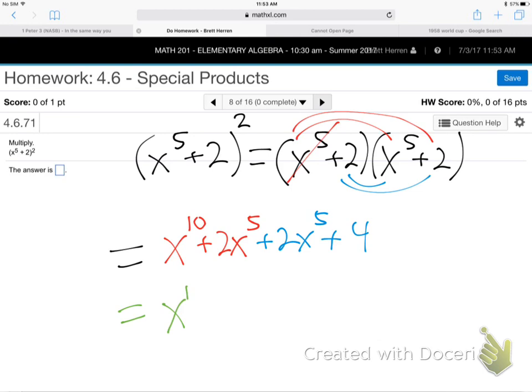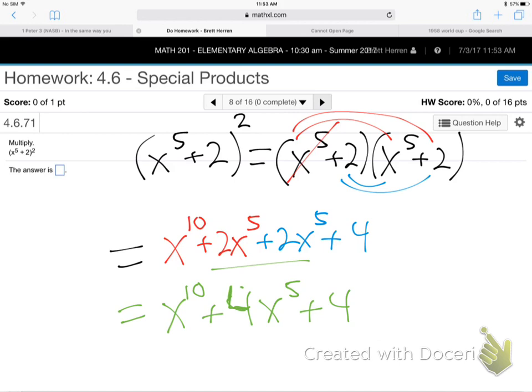And then these two in the middle combine. 4, and the power, we don't change the powers though, right? We just add the numbers in the front. Don't mess with the powers. And there we go. This is just a 4. No questions? That good?